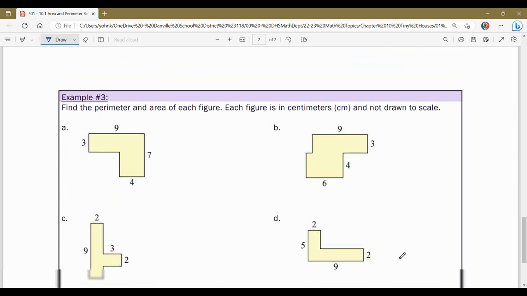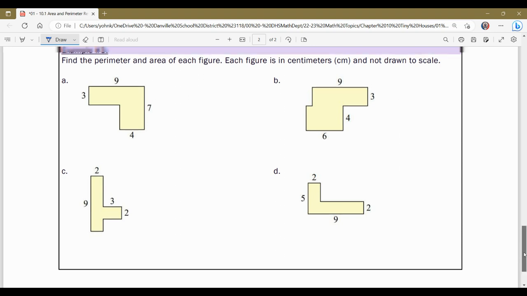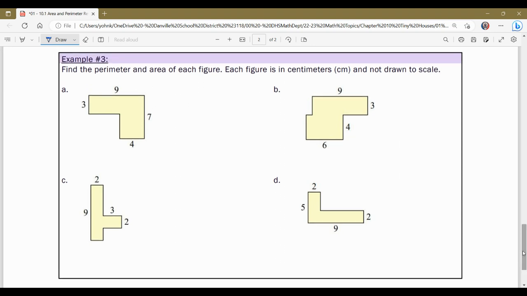All right, so now let's make it a little bit more complicated. I'm going to give you some irregular shapes, and we're going to have to find the perimeter and area of each one. Remember, each figure is in centimeters and not drawn to scale. Okay, so if I'm in letter A, I need to find the perimeter. Well, I don't really have a length and a width. What I do have is a bunch of sides. So I need to find all of the sides. Let's see, I have 9, I have 7, I have 4. I do not have this side here or this side here, and then I have 3.